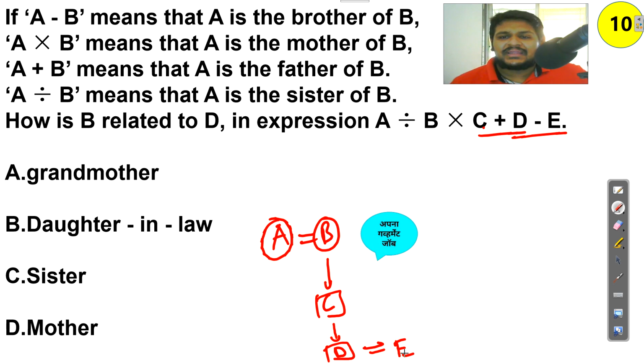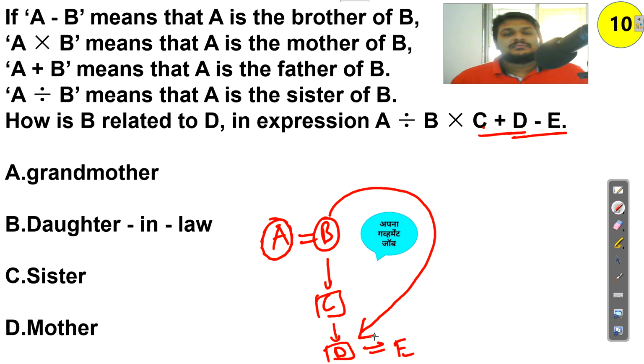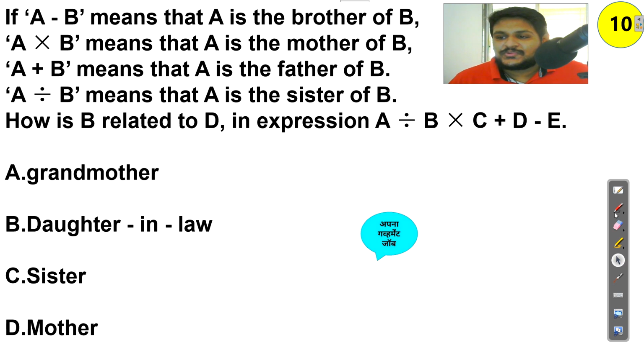Okay, so this is a simple diagram. Now what we have to find: how is B related to D? It's simple. B is your grandmother. Sorry, not granddaughter, grandmother. So the answer is grandmother. Very easy type, right? So see the next question.